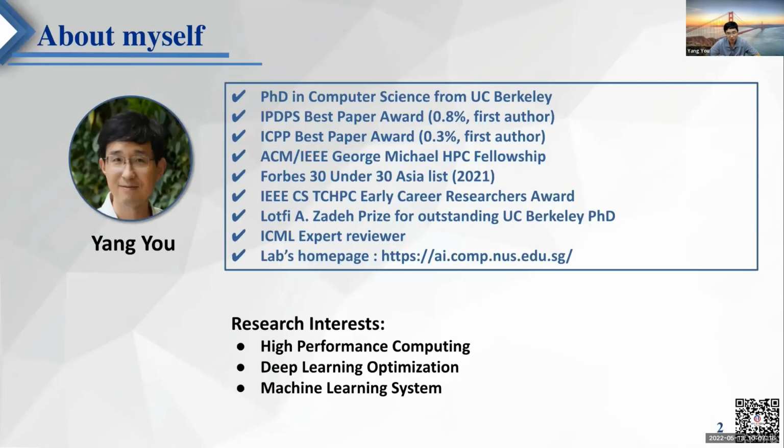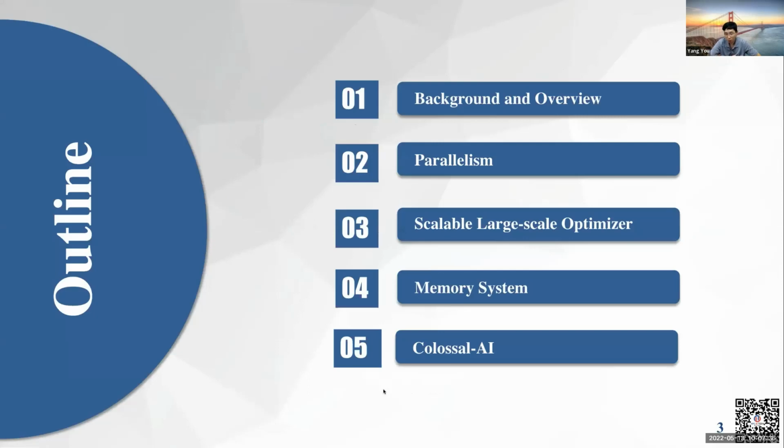I'm going to skip this page because Injie already introduced me. By the way, my research interests include high-performance computing, deep learning optimization, for example the optimizers, and also machine learning systems. So without further ado, let's go to today's talk. For today's talk, I have 5 parts. In the first part, let me give you a brief background and overview. Later, I introduce the key techniques and also the results. And eventually, I will give you a summary.